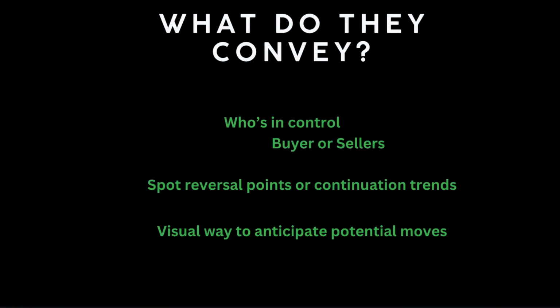So what do they really convey, right? You get a green candle, a red candle. How does it really matter? What do they convey? It shows you who's in control, buyers or sellers. If more sellers are in the market, the price gets pushed down and you will get a red candle. If the buyers are in control, the price moves up and you get a green candle. This could really help you spot reversal points or continuation trends in any given chart. And also, this is a visual way to anticipate potential moves in a given chart.